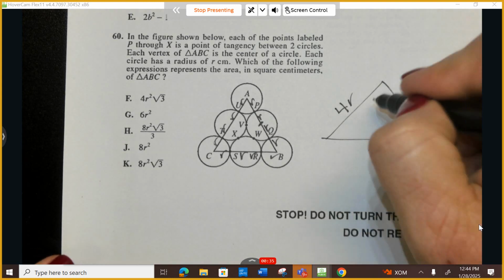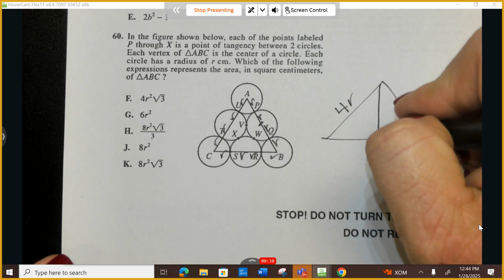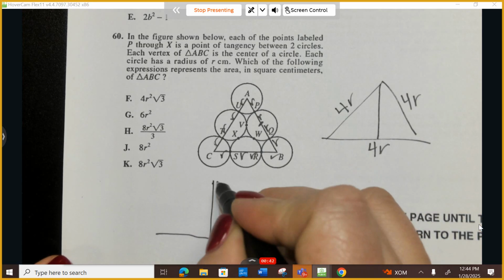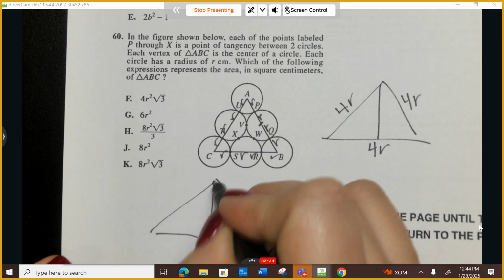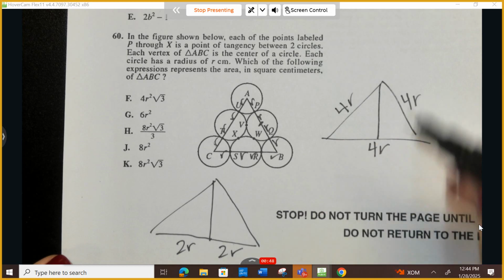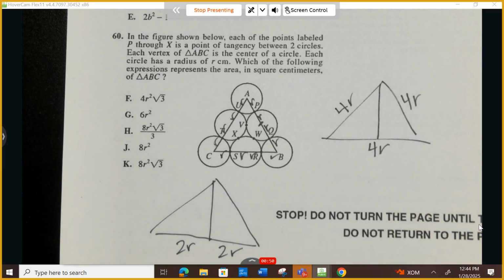Okay. I want you to cut this straight down the middle. And we're going to take one of these triangles, and I'm going to rewrite it like this. So this is 2r and 2r, because 2r and 2r makes 4r. That's my base. I don't know the height. That's the problem. I don't know the height.